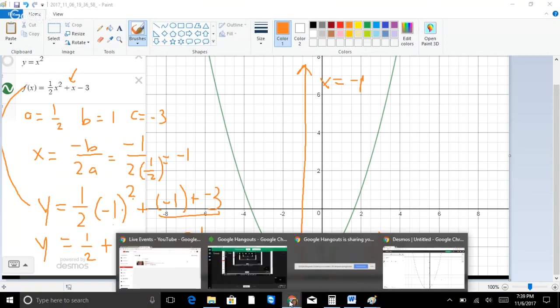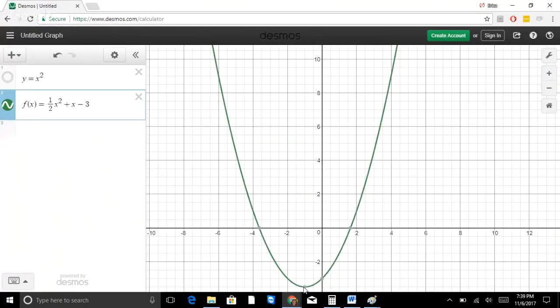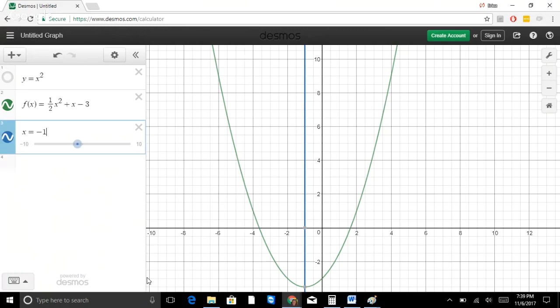So now you can use your graphing tool and double check your work. If I click down here at my vertex, it is at negative 1 and negative 3 and 1/2. Yay, give yourself applause, right? And I said that my axis of symmetry is at x equals negative 1. And there we go. Nice and symmetrical about that.